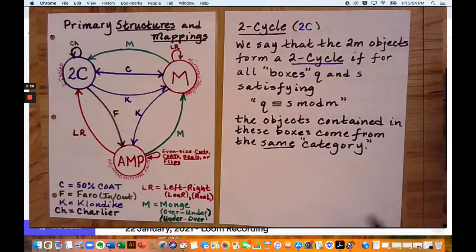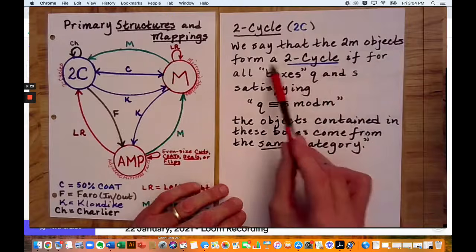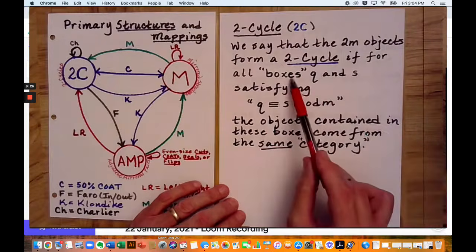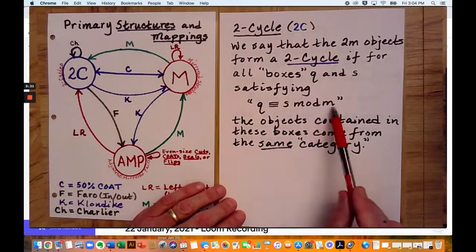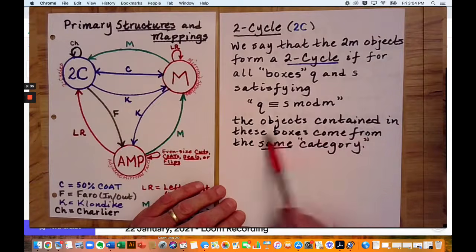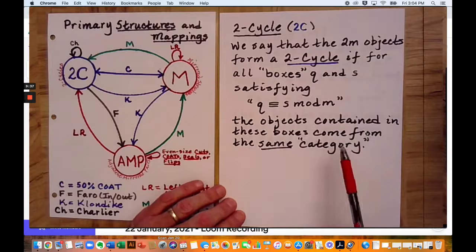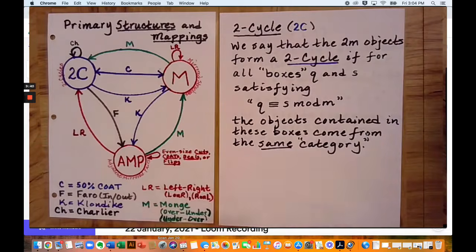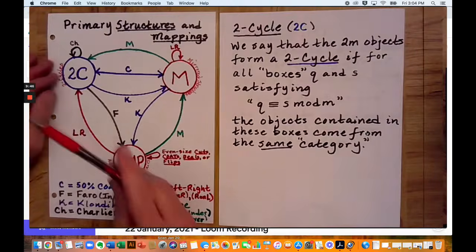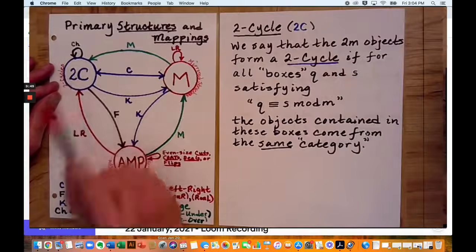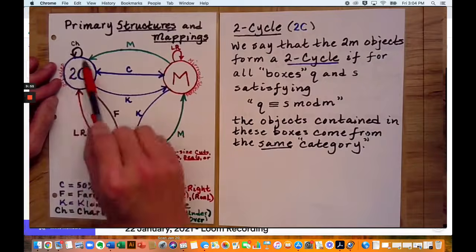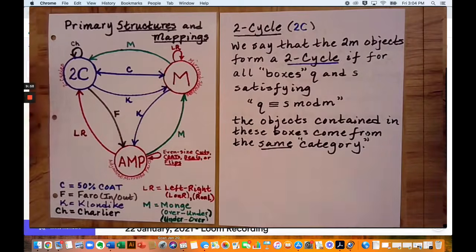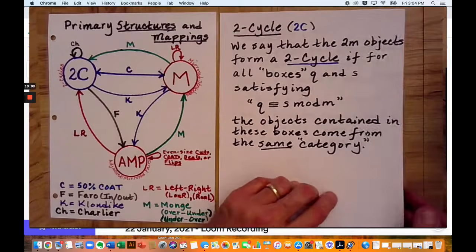Okay, so let me just read that one more time. We say that 2m objects form a 2 cycle if for all boxes Q and S satisfying Q is congruent to S mod m, the objects contained in these boxes come from the same category of interest. And those categories need to be set up at the beginning. So when that happens, we're looking at what's called a 2 cycle. That's the structure of the sequences of objects. It's given by what we have written down.